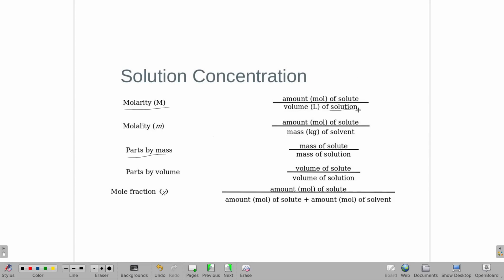So the solution is everything, because right below that I'm introducing molality, which still has moles of solute on top, but the bottom is kilograms, and it's not for the solution, it's of just the solvent. Now, parts by mass is the mass of the solution, parts by volume is the volume of the solution, but molality, it's solvent only on the bottom. And mole fraction is moles of everything, technically. So moles of solute compared to moles of solute and solvent. So moles of everything on the bottom. All right, let's see how we do some of these.